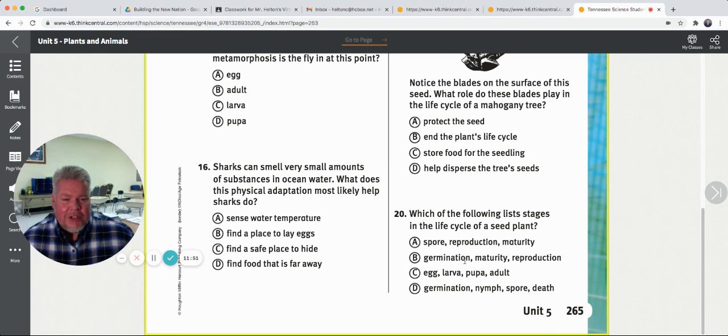Remember, germination is when the seed breaks open and that little plant starts to grow. Maturity is when the plant is fully grown. Reproduction, it starts producing more plants, more seeds. And those are the questions, similar, that are going to be on your test tomorrow. So I hope you listen to these. You're going to do a good job on the test.